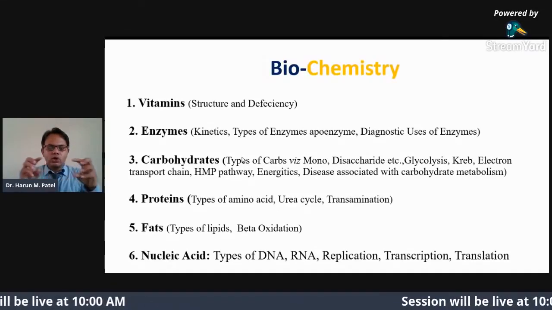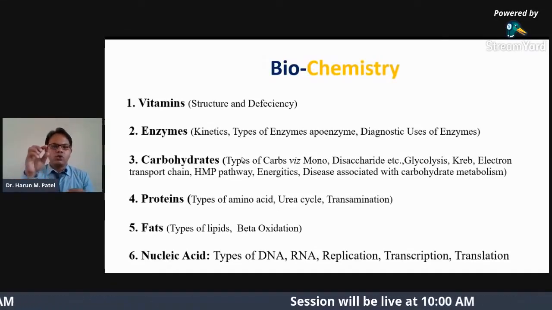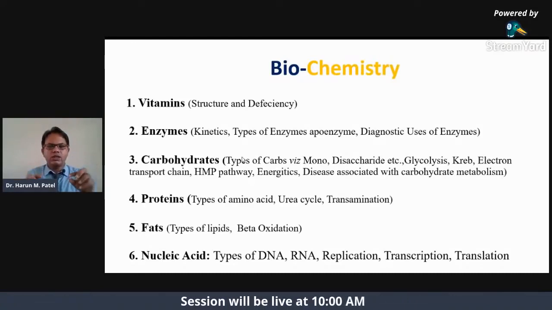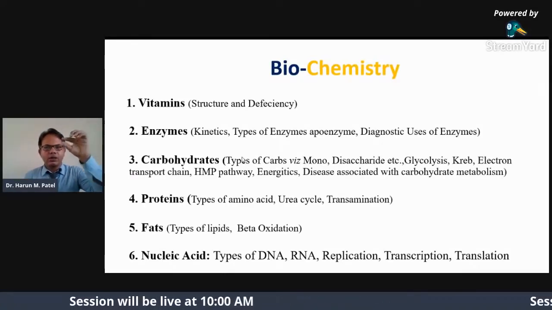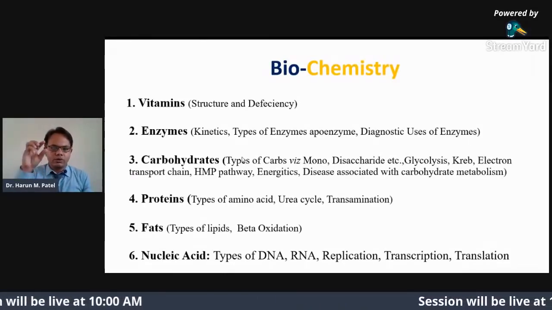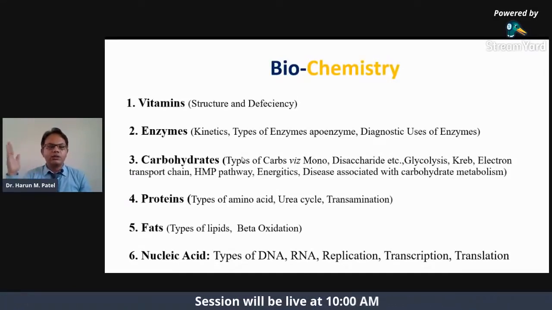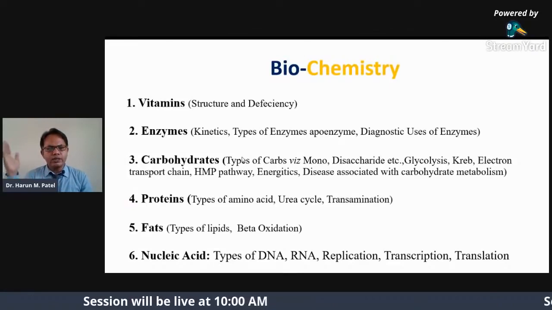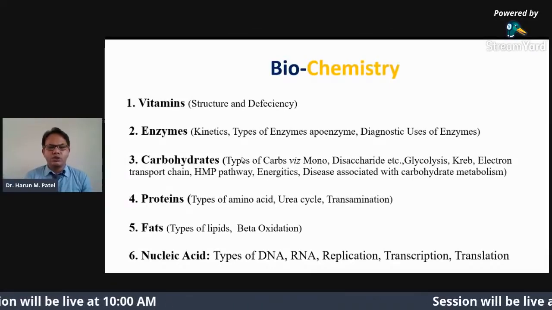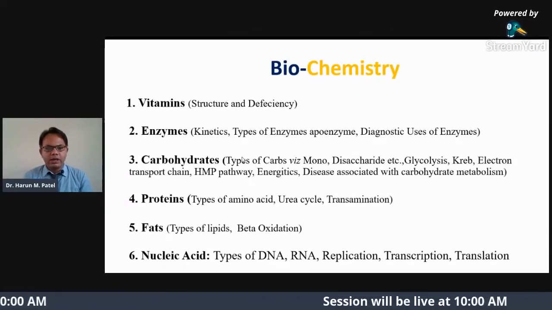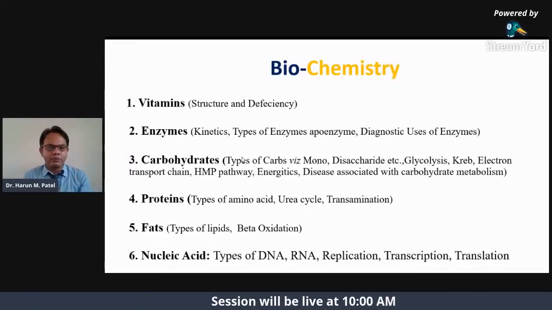Likewise, when you are preparing the notes of vitamins, you should prepare a chart, where you write down the name of the vitamin. In the second column, you can write down a brief about the structure of the vitamin. And the third column should contain the deficiency symptoms associated with that vitamin. In this way, you can easily prepare the vitamin notes.